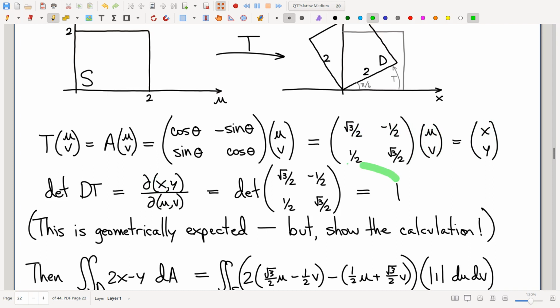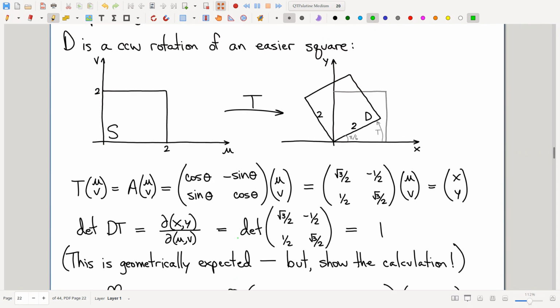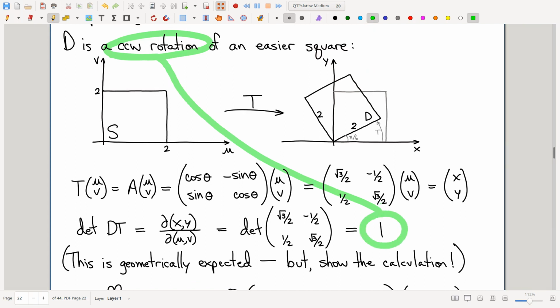Okay, this determinant is easily computed. You get one happy little conclusion there. Isn't that nice? What are the odds? The more you think about it, it's actually pretty clear. In fact, we already knew we were talking about a counterclockwise rotation. Of course, rotations don't stretch anything. Rotations are rigid motions, right? There's no area magnification happening with the rotation. So we'd better get 1 as our answer.